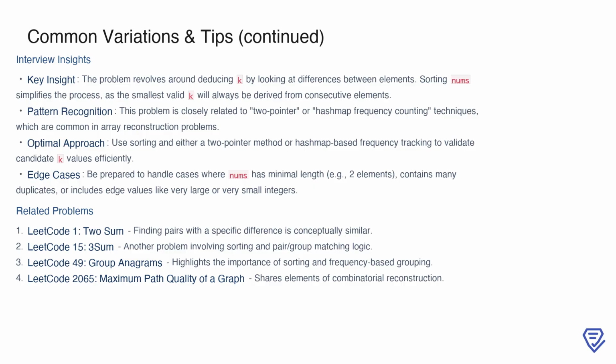Be mindful of edge cases, like when the array is very short, contains many duplicates, or involves extreme values like very large or very small integers. Additionally, this problem relates to others in the LeetCode catalog. For instance, Two Sum shares the idea of finding pairs with specific properties, while Three Sum involves sorting and group matching. Problems like Group Anagrams also emphasize sorting and frequency-based analysis, and even more complex ones, like Maximum Path Quality of a Graph, involve reconstructing solutions based on combinatorial logic.